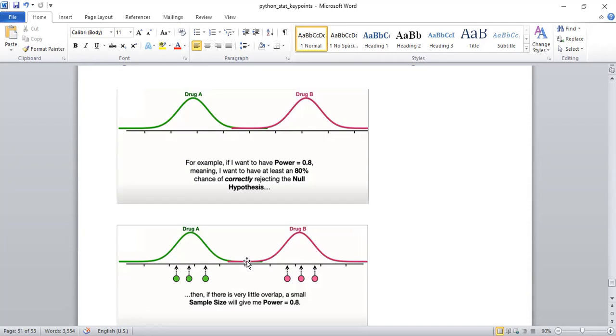Okay, so that is what I'm telling you. If there is very little overlap, a small sample size will give me power 0.8. That is, if your sample size is small, you can correctly reject your null hypothesis if you set your power 0.8, that is 80% correct rejection of the null hypothesis, for a small size. If the mean of drug A and mean of drug B are far away, there is very little overlap at the end. Okay.